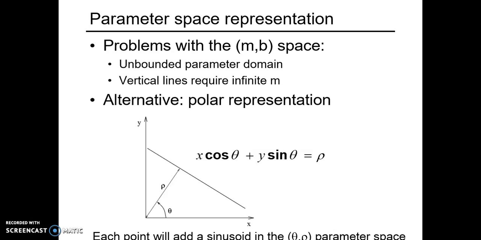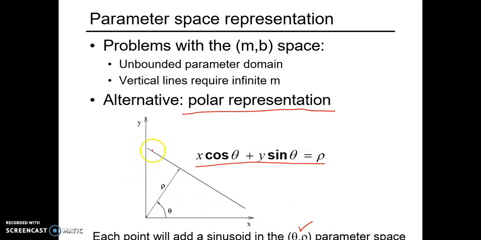Surely there is an alternative representation known as the polar representation. You have studied the polar representation of a line in maths, that is x into cos theta plus y into sin theta is equal to rho. Here rho is the perpendicular line intersecting that line and joining the origin. This rho makes an angle theta with the x-axis. So from theta and rho, you can write the equation of the line as x cos theta plus y sin theta is equal to rho. Theta and rho are the parameters.